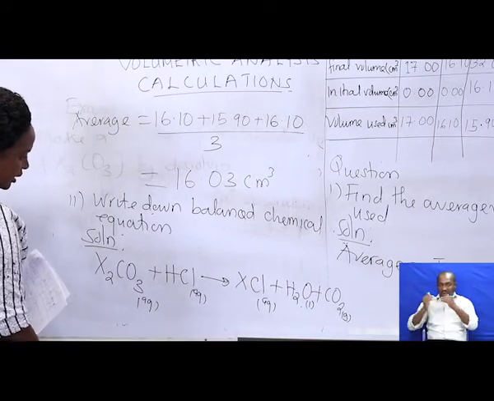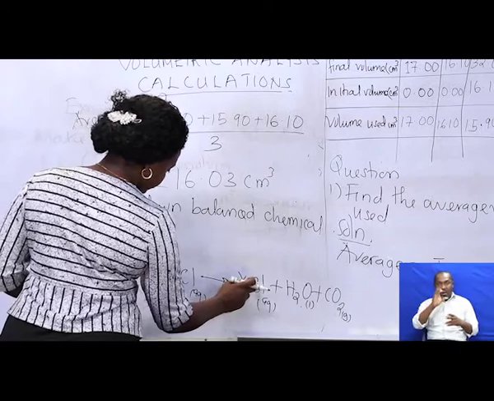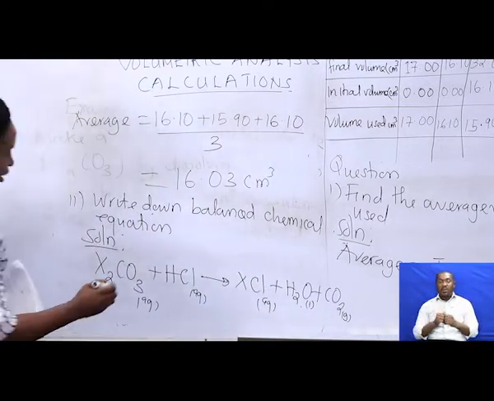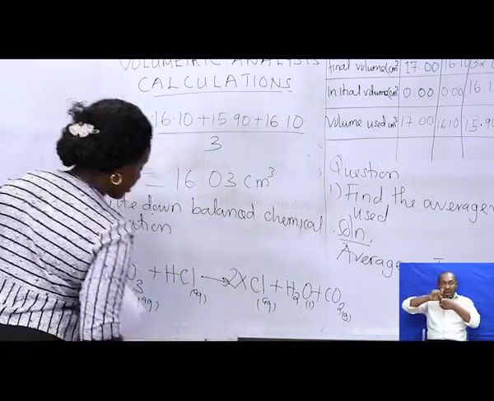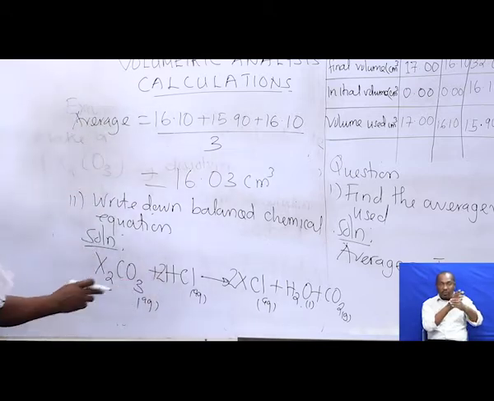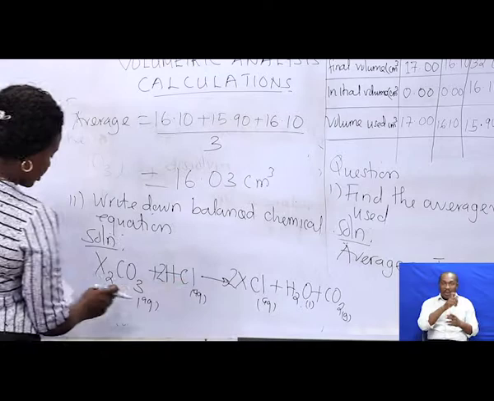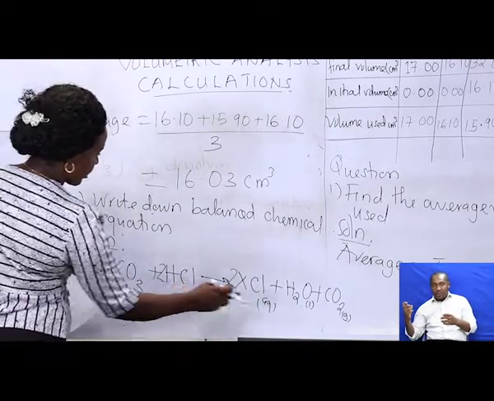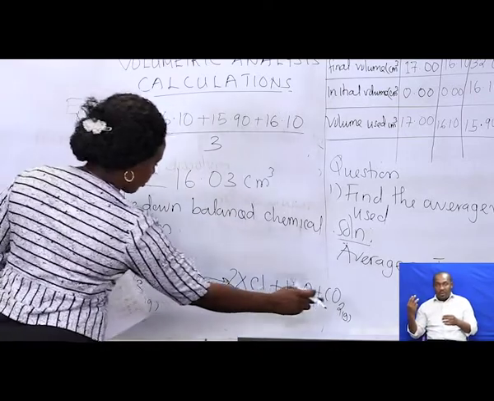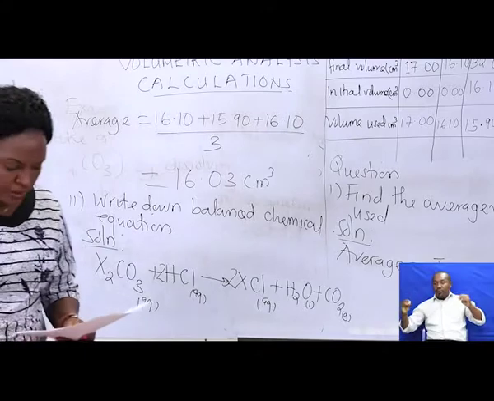What about chlorine? 1 chlorine, there is 1 chlorine. So chlorine is balanced. We need to balance x. What if I had 2 here? To make chlorine to be 2, if I had 2 here, I'll make chlorine to be 2. So what about x? There's 2x, 2x, 2 hydrogen, 2 hydrogen, 3 oxygen, 3 oxygen, 1 carbon, 1 carbon, 2 chlorine, 2 chlorine. Now the equation is well balanced.